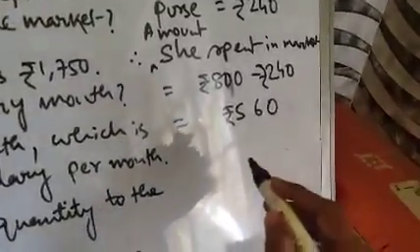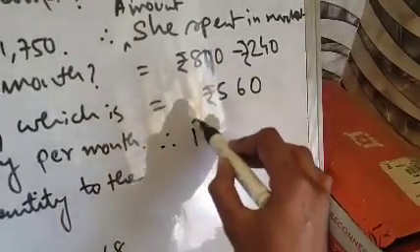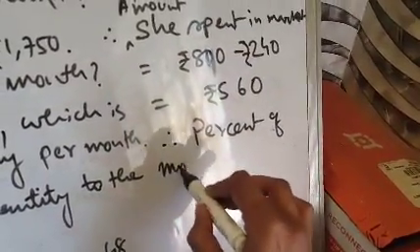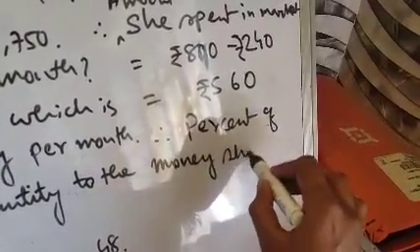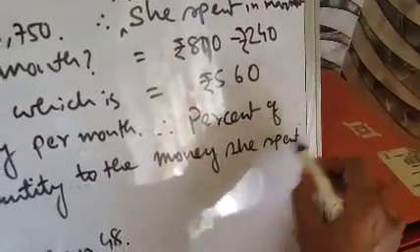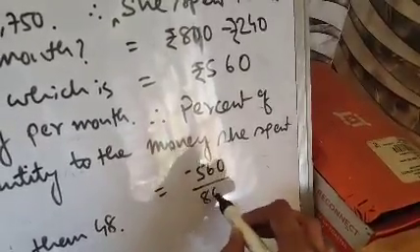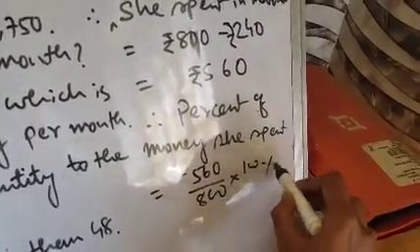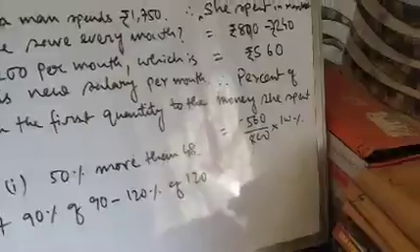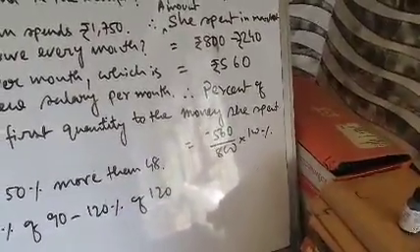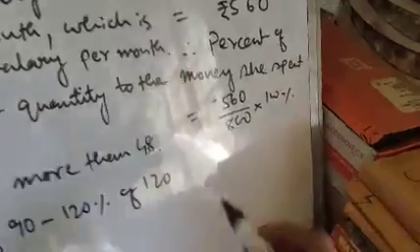Therefore, percent of money she spent will be 560 divided by 800 into 100%, because she spent 560 rupees in the market and she has rupees 800 in total in her purse. So the percent will be 560 by 800 into 100%.